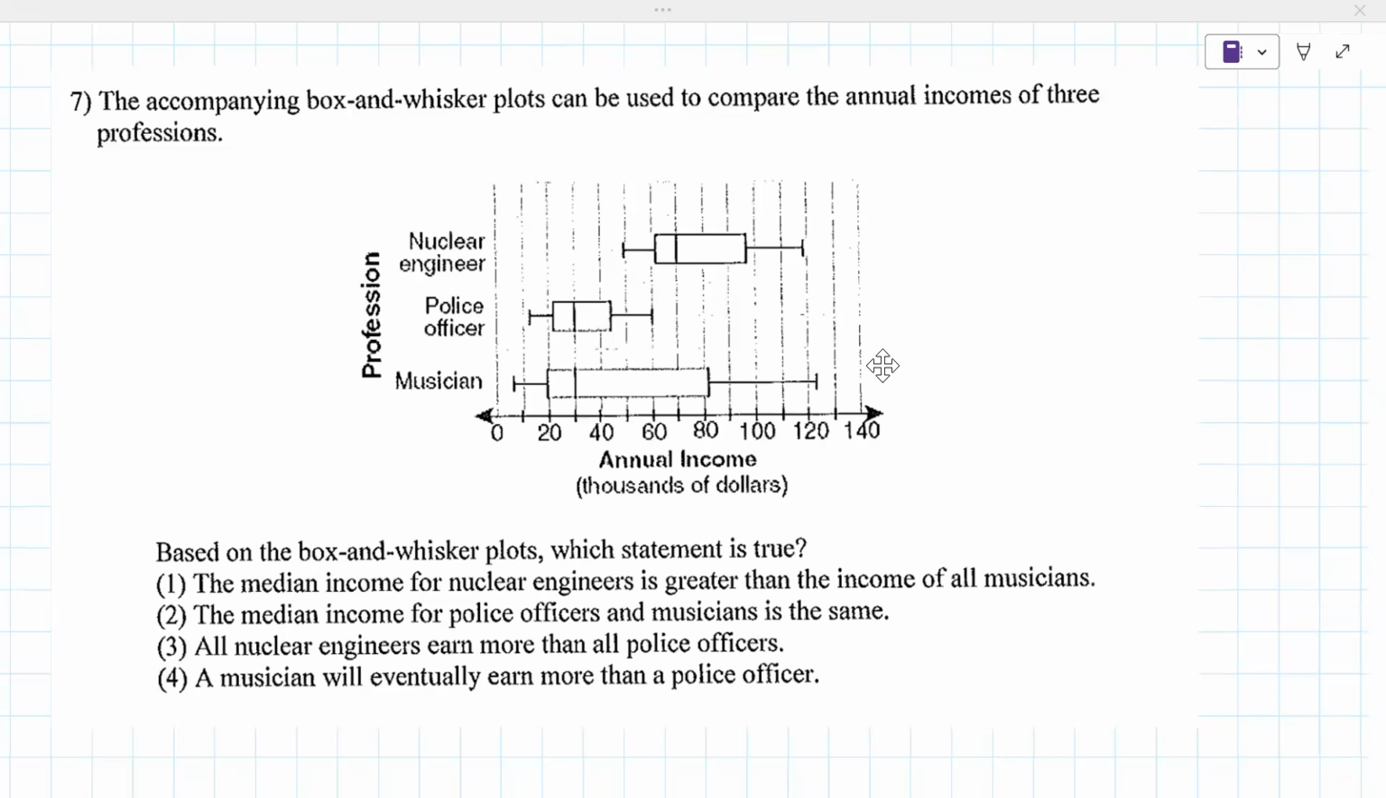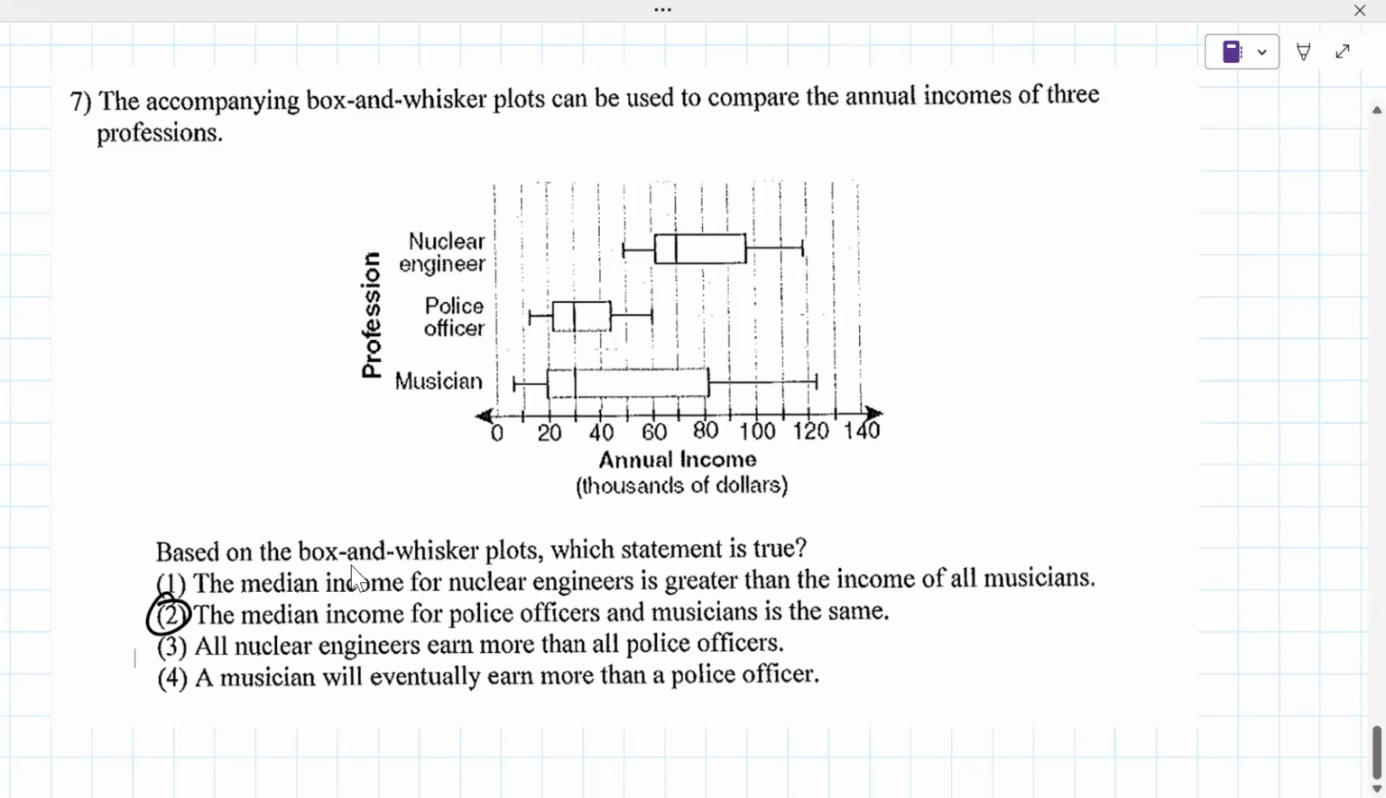Is two true? Median income for police officers, it is correct. Yeah. And I don't know if that's actually true, but that's what it says in the data set there. There's actually not a high demand for nuclear engineers anymore. So you can take that for what it's worth.